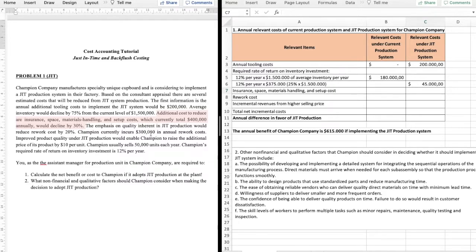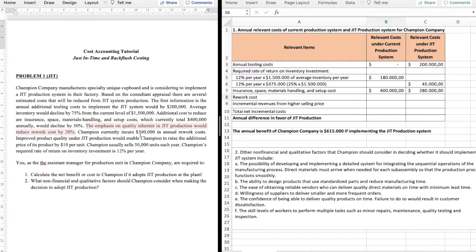And moving on is the additional cost to reduce our insurance, space, materials handling, and setup costs, which currently total 400,000 annually, and it would be declined by 30%. So here we can fill the current production system with 400,000, and since it will be declined by 30%, it means that the rest of the value is 70% of the 400,000, or of the current value. That results in 280,000.